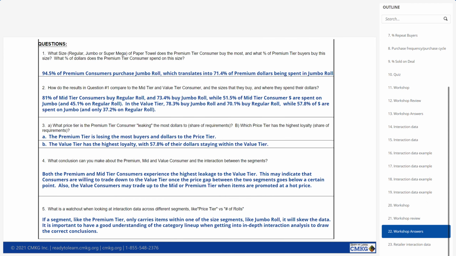You should now have completed the workshop on cross-brand interaction data. Here are the answers to the questions. As you should have learned from this exercise, interaction data can be very powerful data. Once again, when the data is purchased, you strategically determine how to pull the data in order to glean the most insights based on different perspectives.